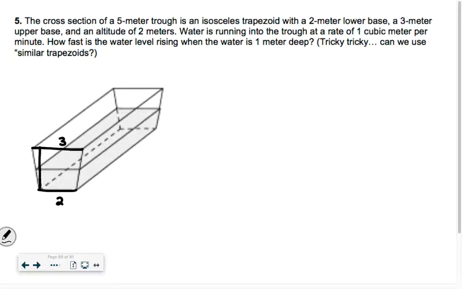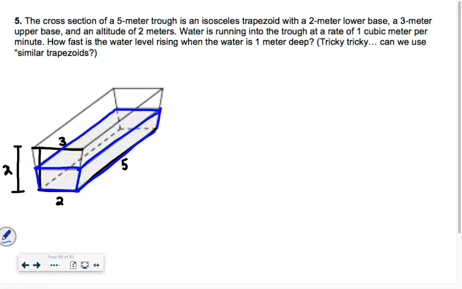So this distance up and down is 2 meters. And it says the cross-section of a 5-meter trough, so the 5 meters is going to be the length here. So 5. So we have a trapezoidal trough container, but we also have a trapezoidal solid that's formed with the water. It's not really solid if it's water, but you know what I'm saying. Right, so the volume of the water has a trapezoid for its bases. Okay, so this shape is also a trapezoid there, and it goes out.